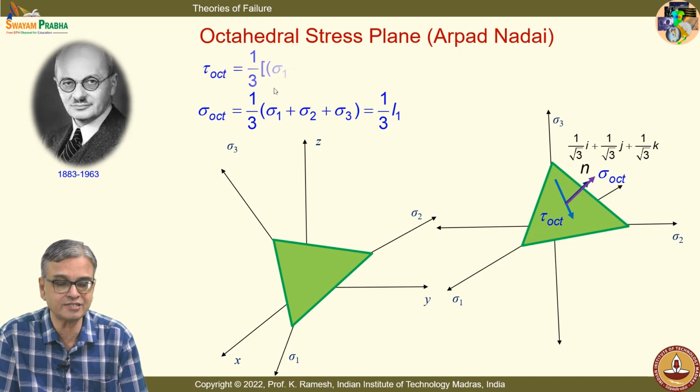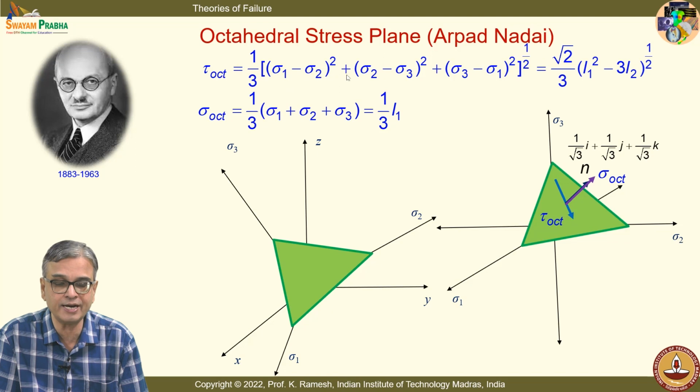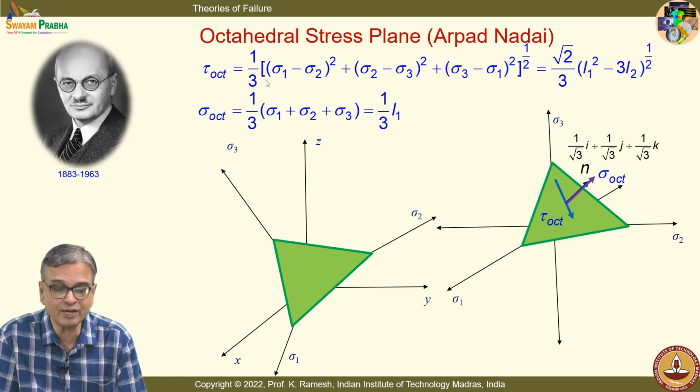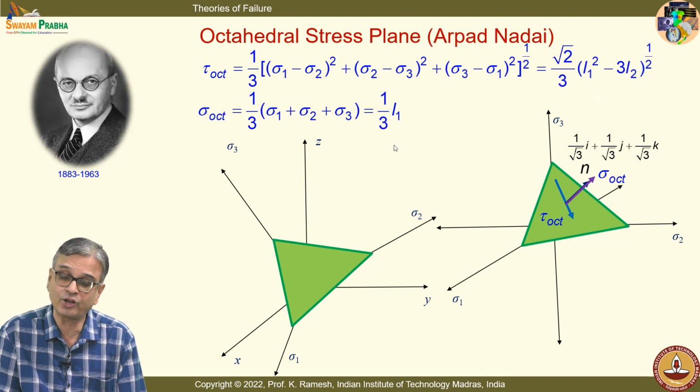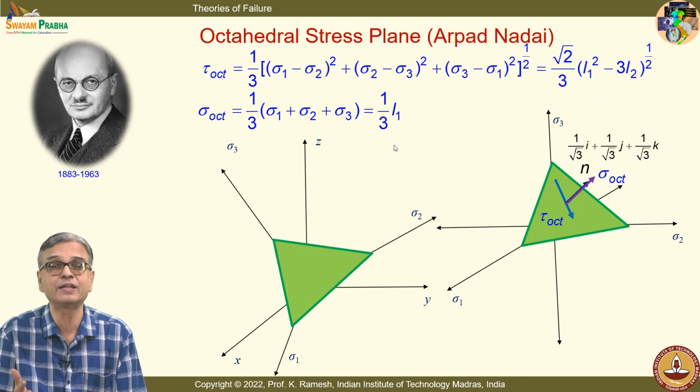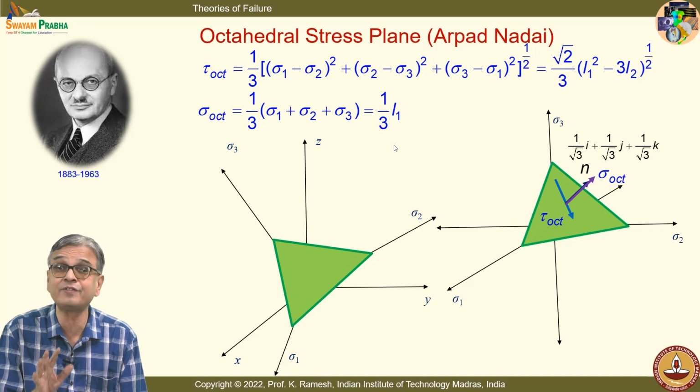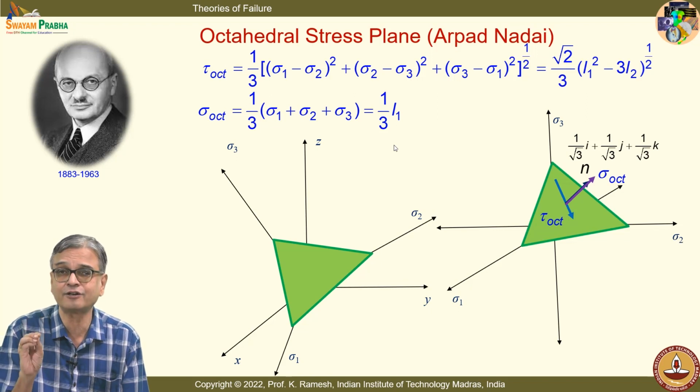So, octahedral shear stress reduces to 1 by 3 times sigma 1 minus sigma 2 whole squared plus sigma 2 minus sigma 3 whole squared plus sigma 3 minus sigma 1 whole squared, whole power 1 by 2. The whole expression can also be expressed in terms of I1 and I2. It can also be expressed in terms of the invariant of the deviatoric stress component. If you say J1, J2, J3, it is related to J2.